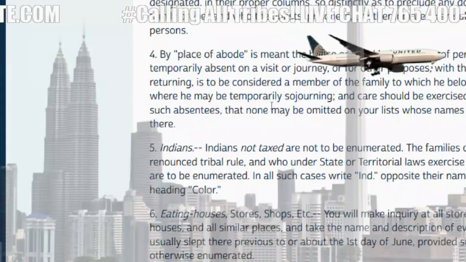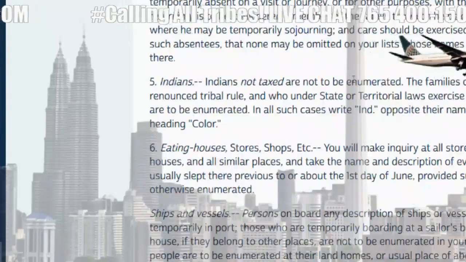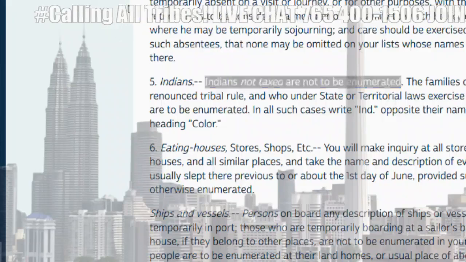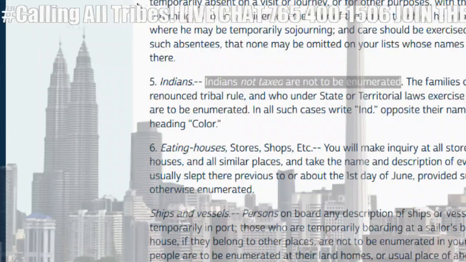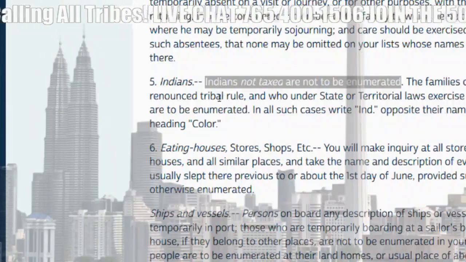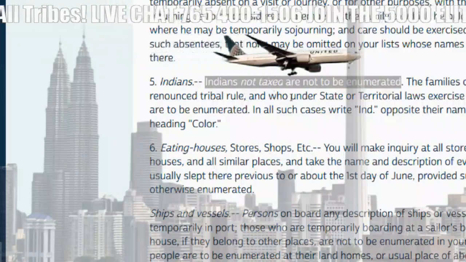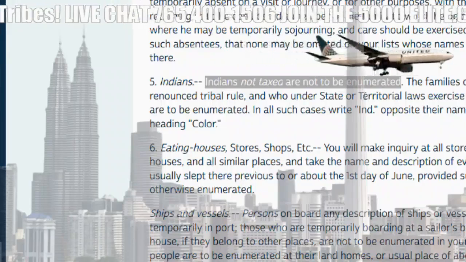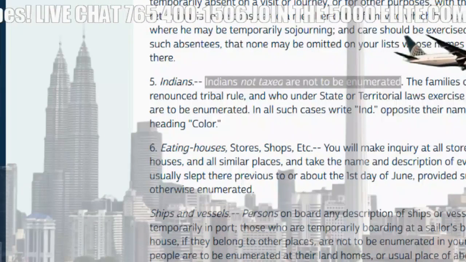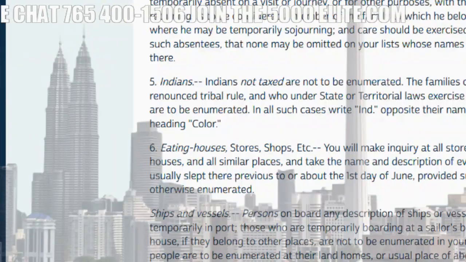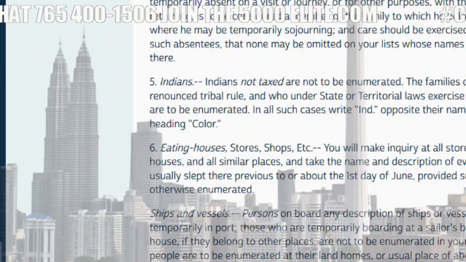So number 5 says Indians not taxed don't come under their law, right? Yeah. But then it says the families of Indians, such as those in New York, who have renounced their tribal rule, they gave it up, who wanted to be citizens under the state or territorial laws, exercise the rights of what? What does it say right there, sister? Citizens. Oh. Not us. Them.